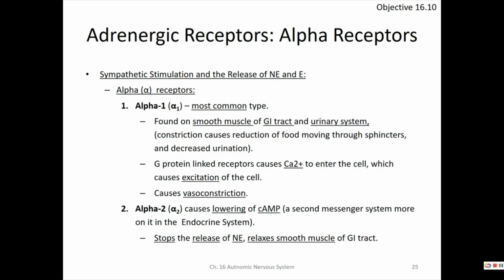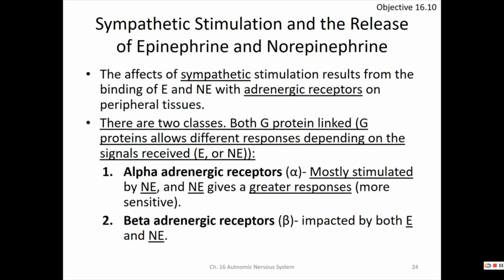Now, of alpha 1 and alpha 2, alpha 1 is by far the most common type. They're going to be found in smooth muscles in your gut and urinary system. So what do they do? They constrict things like sphincters. They pinch the sphincters down. They are going to cause sphincters to close and reduce food moving through, and they're going to cause decreased urination.